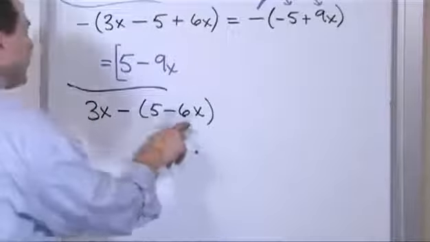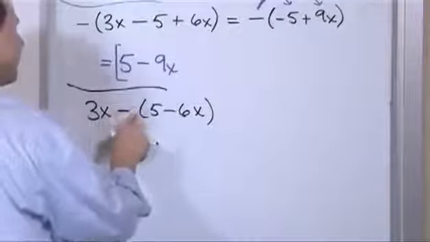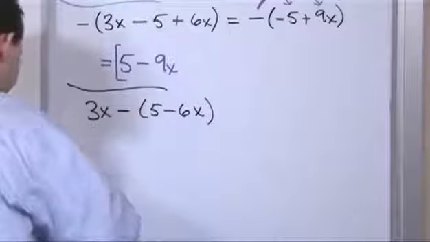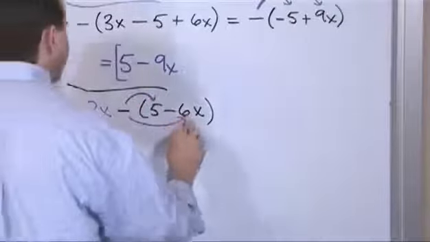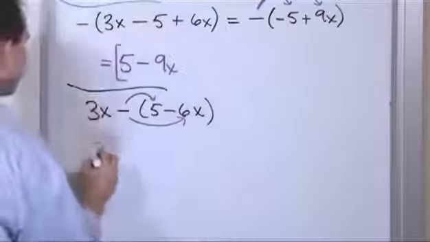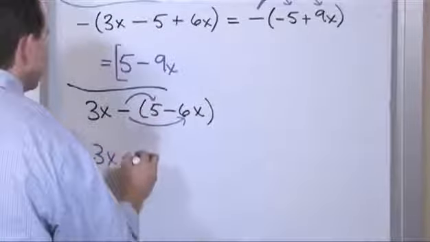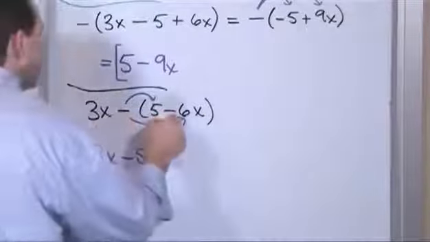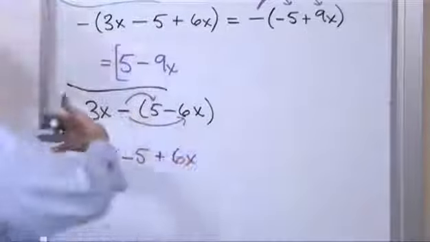We cannot add these together because the terms are different, but we do have this negative sign here, which is like a negative 1 sitting out front. So what we're going to do is basically distribute it in to each of these terms. So what we'll have is 3x, and then negative 1 times 5 gives us negative 5. Negative 1 times negative 6x gives us positive 6x. Now you see, we've removed the parentheses.